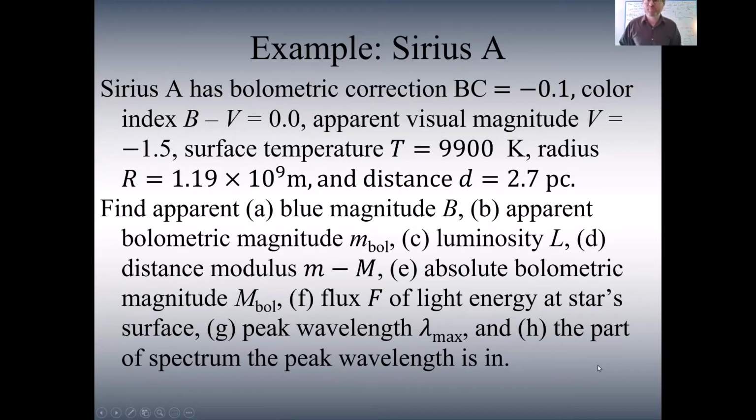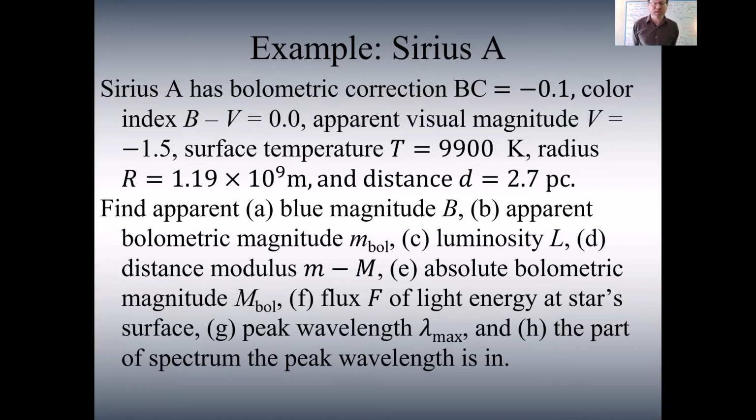Here's an example that we're going to work through. I'll go ahead and work through it on the blackboard, but let's just see. We're given a bunch of information about Sirius A, and these are the things that we want to calculate. We're told that the bolometric correction is -0.1, the color index is 0.0, the apparent visual magnitude is -1.5, the surface temperature is 9,900 Kelvin, the radius is 1.19 times 10 to the 9 meters, the distance is 2.7 parsecs, and we want to calculate this list of things.